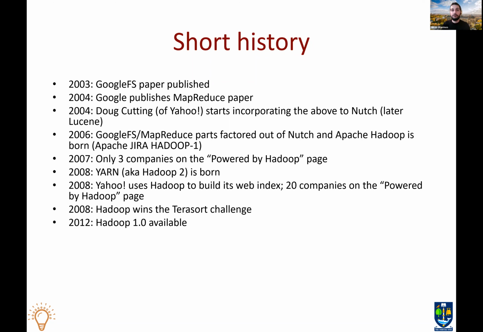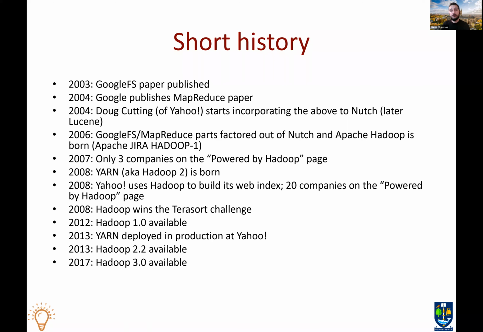2012 is when Hadoop version 1 became available, so Hadoop became sort of stable. 2013, YARN, so Hadoop version 2, is deployed in production at Yahoo. 2013 is when Hadoop 2.2 became available. These are key releases in the lifetime of Hadoop. 2017 is when Hadoop 3 became available, addressing some of the shortcomings of Hadoop 2. And these days we're in Hadoop 3.3 something, so still in that major version.